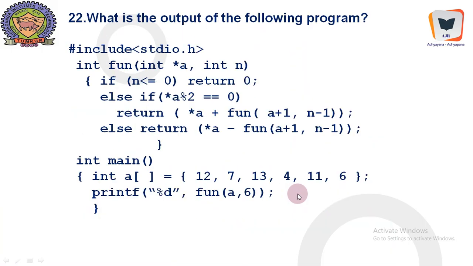Okay, right. Next, what is the output of the following program? These are all little complex programs, complex functions which have appeared in core companies. Integer function, integer star a, this is a pointer to integer, and n is an ordinary variable. If n is less than or equal to 0, return 0, else if star a mod 2 equal to 0, return star a plus function(a plus 1, n minus 1), else return star a minus function(a plus 1, n minus 1).